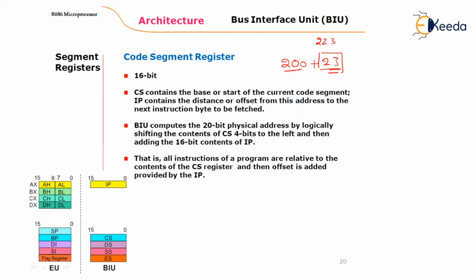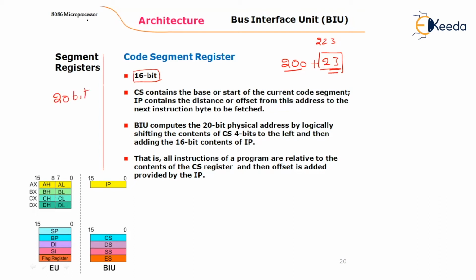BIU computes the 20-bit physical address by logically shifting the contents of CS 4 bits to the left and then adding the 16-bit contents of IP. I already told you that this is only going to hold 16 bits of any address. The total address is 20 bits. Finally, a 20-bit address is going to be generated.